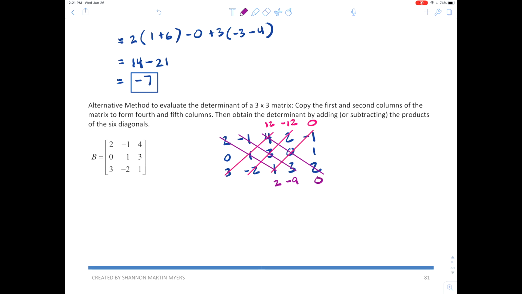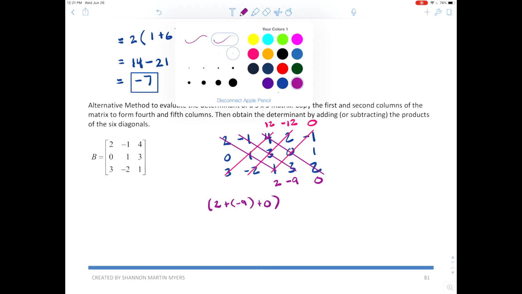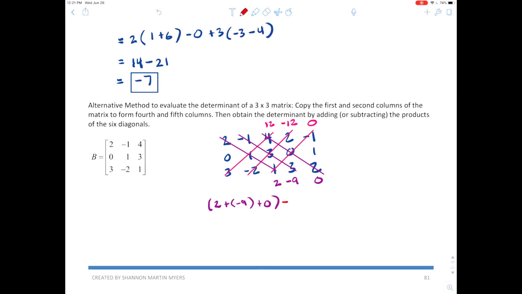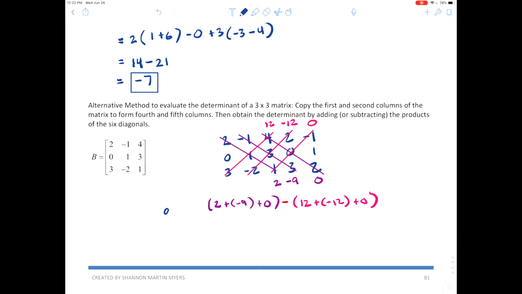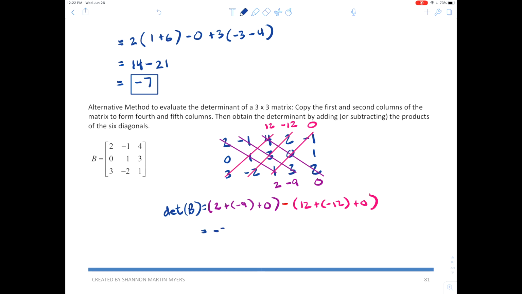We take our bottom sum, so 2 plus negative 9 plus 0, and we subtract from that the sum of the upper products. And that was 12 plus negative 12 plus 0. Cool so far? And so this ends up being our determinant of B equals, and we will have negative 7 from the first parentheses minus 0, which is, beautiful, negative 7.